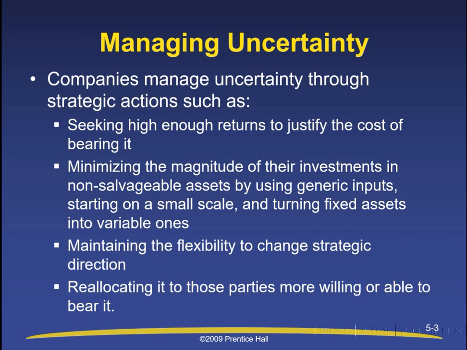Managing uncertainty. Companies manage uncertainty through strategic actions such as seeking high enough returns to justify the cost of bearing it, minimizing the magnitude of their investment in non-salvageable assets by using generic inputs, starting on a small scale, and turning fixed assets into variable ones, maintaining the flexibility to change strategic direction, and relocating it to those parties more willing or able to bear it.